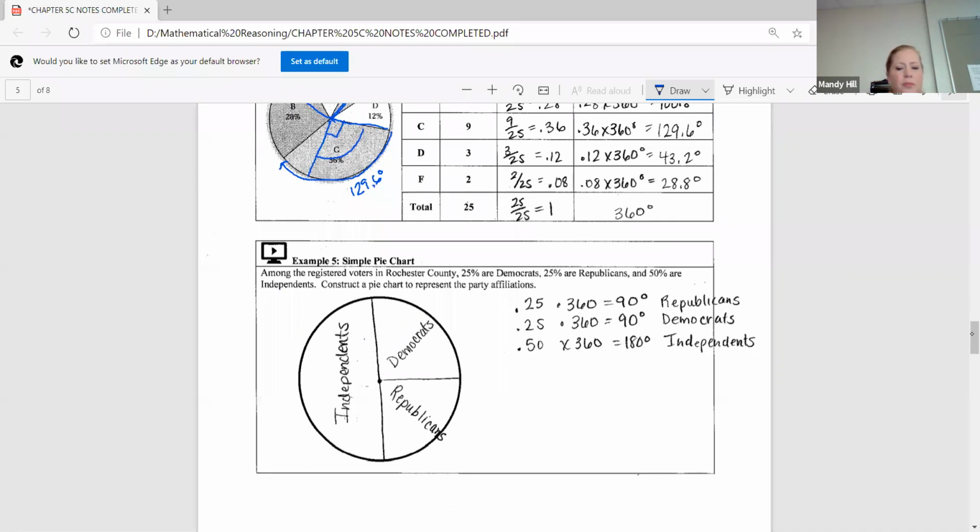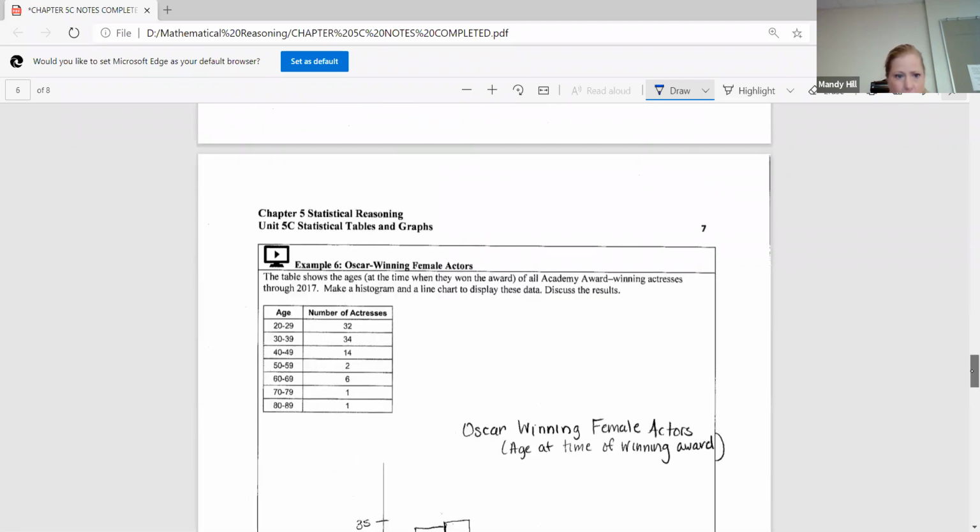So 25%, 0.25 times 360 gives you 90 degrees, which does make sense because 25% would be 1/4 of the circle. So we got 1/4 of the circle that would be Democrats, 1/4 of the circle that would be Republicans, and then 50% of the circle is supposed to be independents, which would be your 180 degrees. So that's a real short, easy example of how a pie chart is supposed to work.